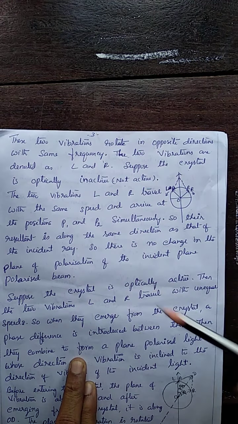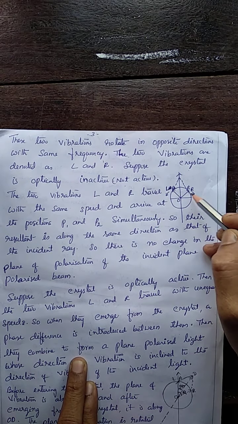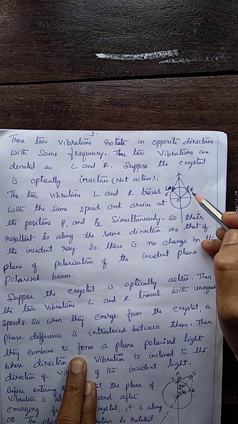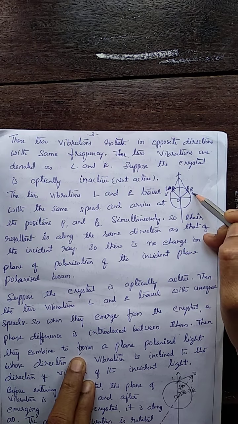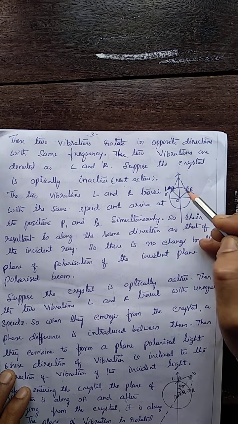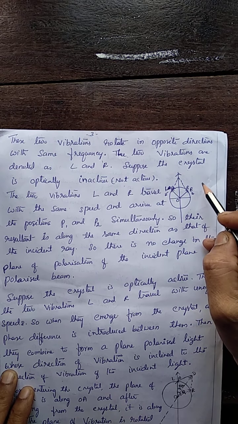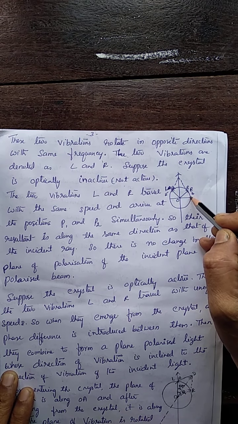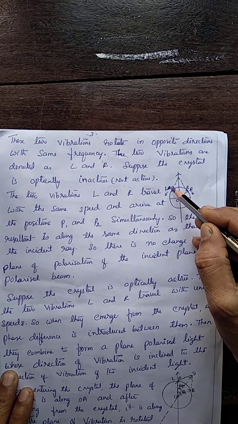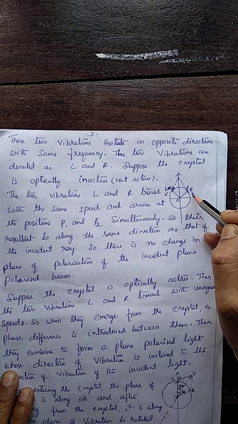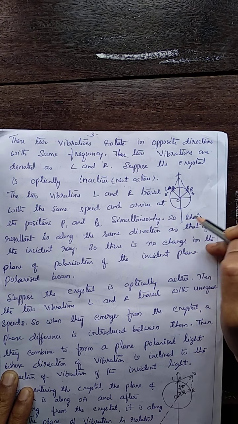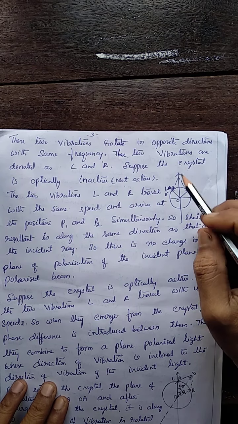The two circular vibrations, I have shown here. One is denoted as R, the other one is L. The two circular vibrations rotate in opposite directions. This R rotates along this direction, L rotates in this direction. R is clockwise, L is anti-clockwise. But their frequencies are the same.